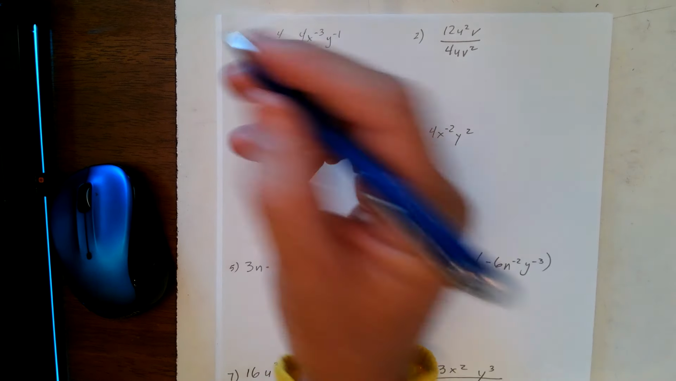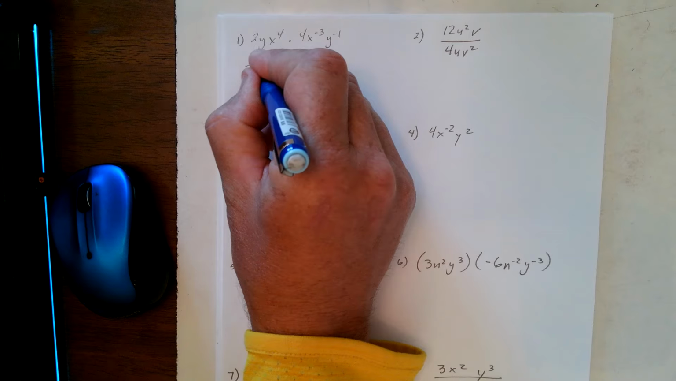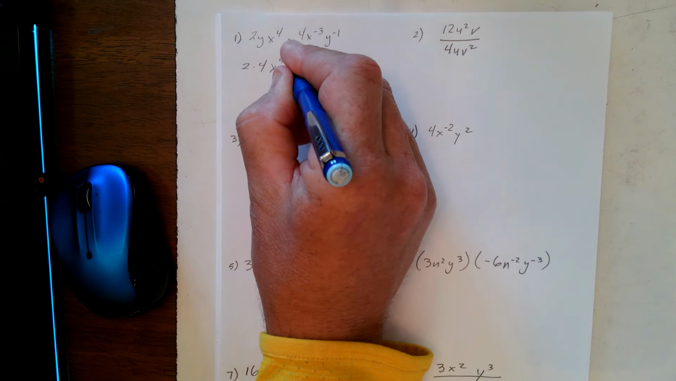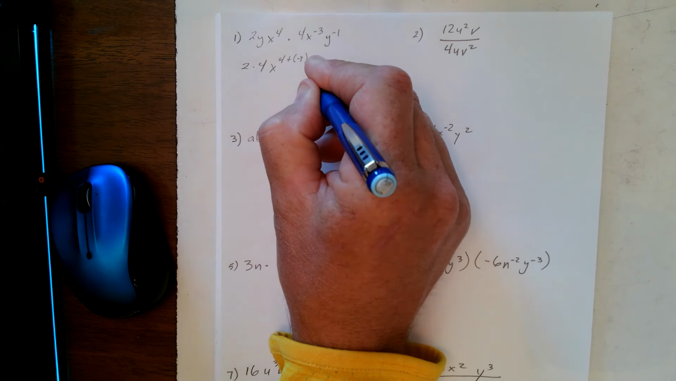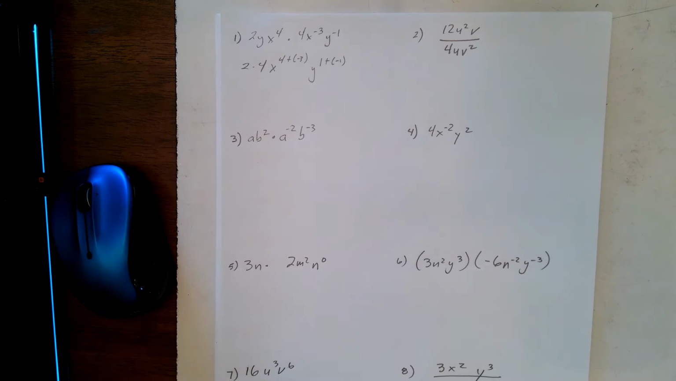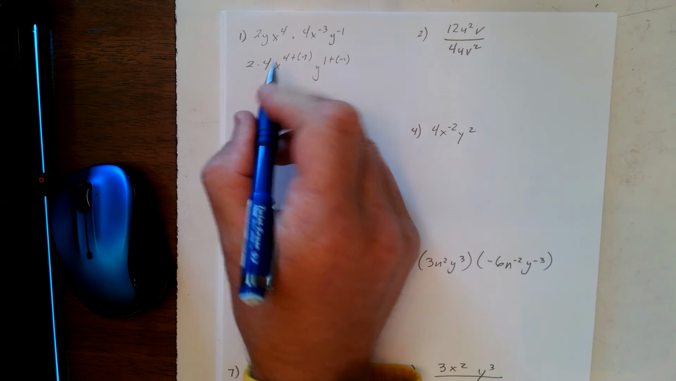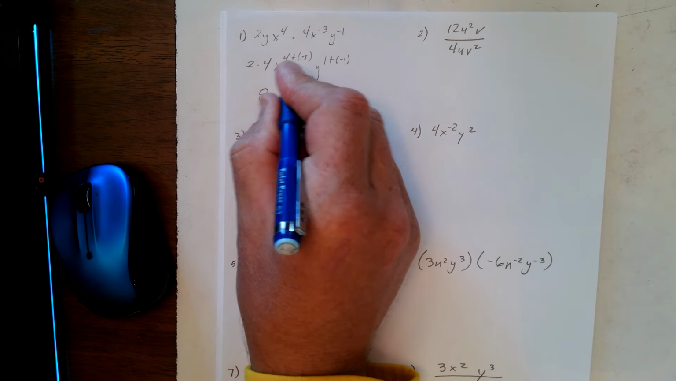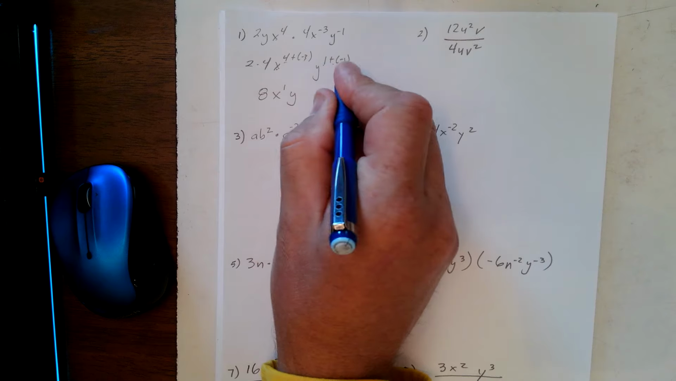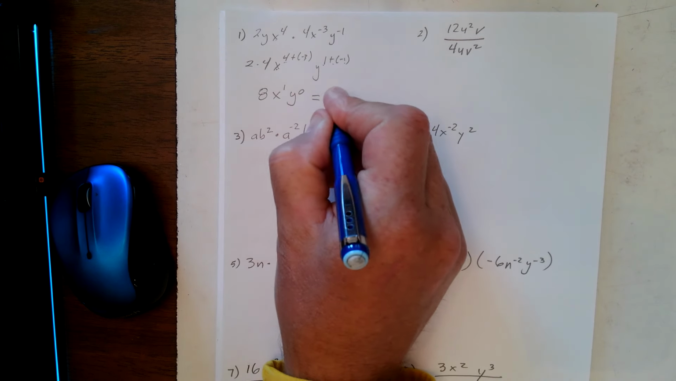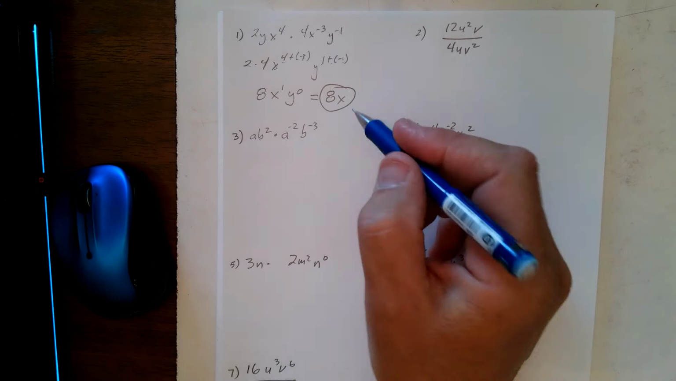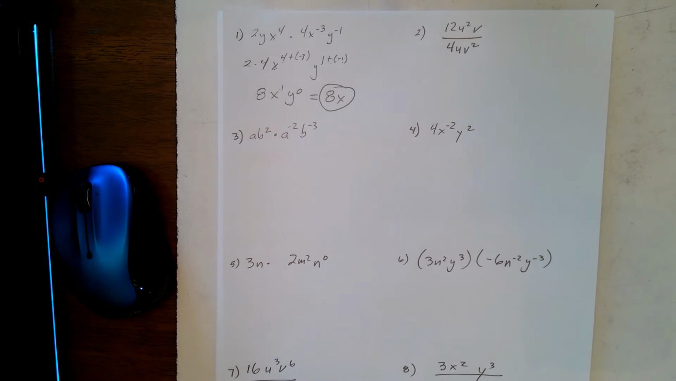Okay, so products, we do the same thing. When we have exponents and we are multiplying them, we add the exponents. Number 1: 2 times 4 is 8, x to the positive 1, y to the 1 plus a negative 1, y to the 0, which is just 8x. y to the 0 goes to 1. I don't need to write the 1 as an exponent, but yet there it is.